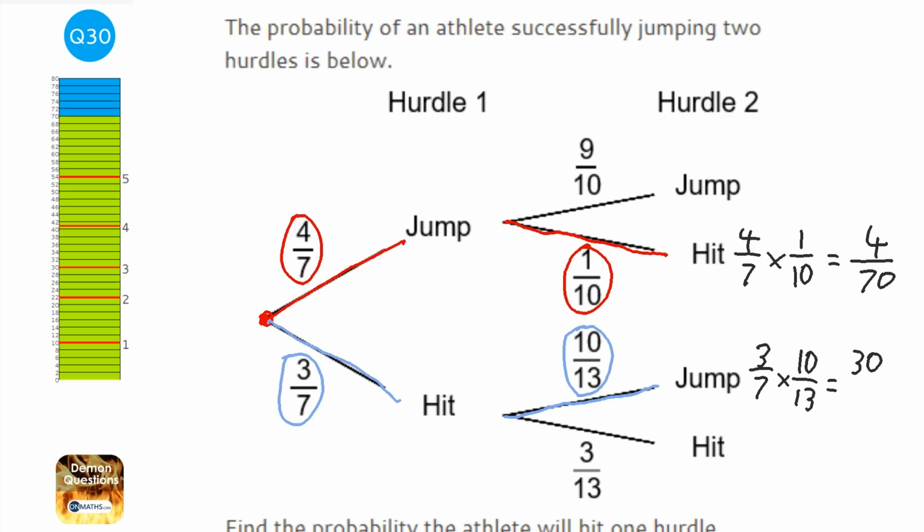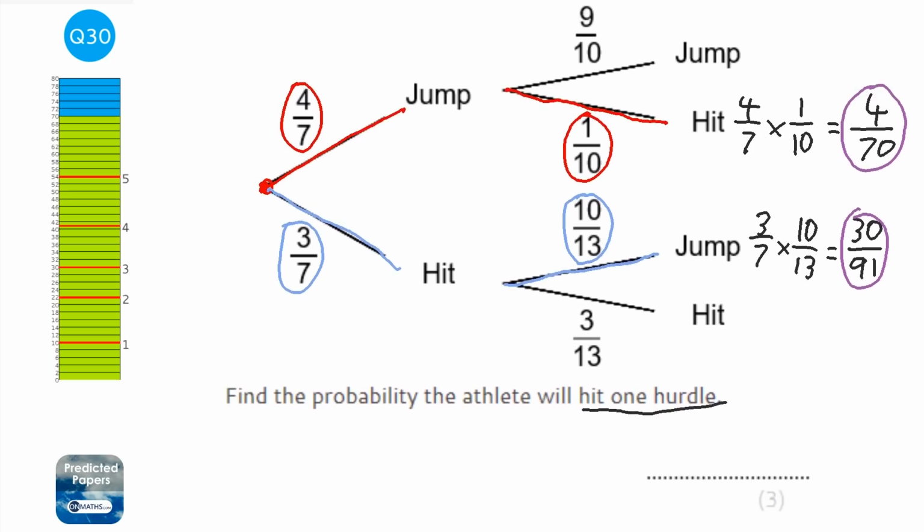So that's going to be 30, and then I could do this on the calculator or just do it in my head, over 91. Okay, now we're either going to end up here where he's hit the second one, or here where he's hit the first one.